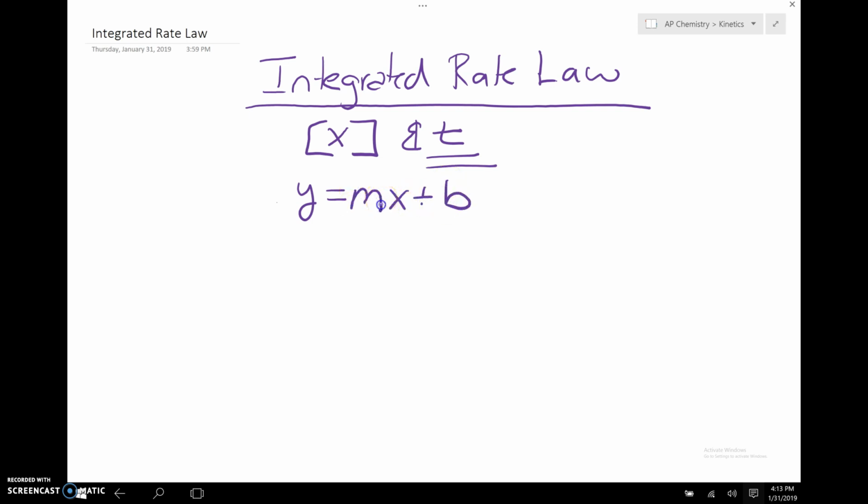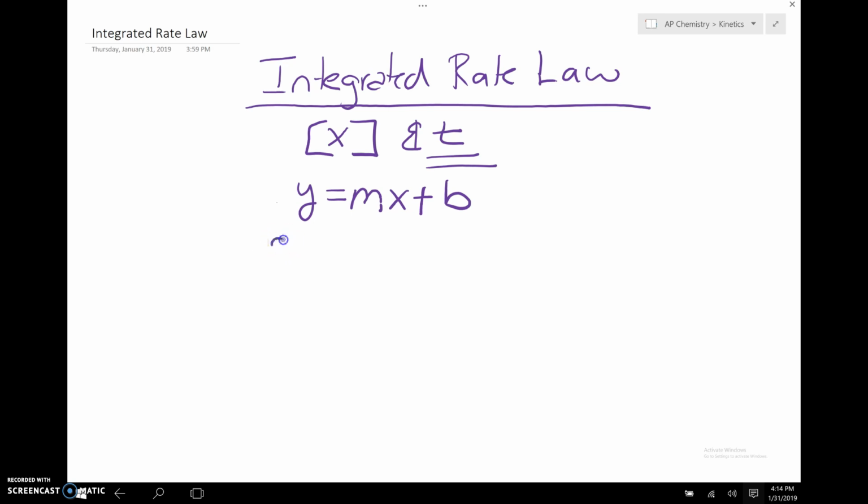But they are a little bit more complicated than the differentiated rate law, which is in the form of rate equals k times concentrations. If the problem just asks you what is the rate law, you can write either the integrated or the differentiated. If it says what is the integrated rate law, you have to make sure that you write the integrated rate law.